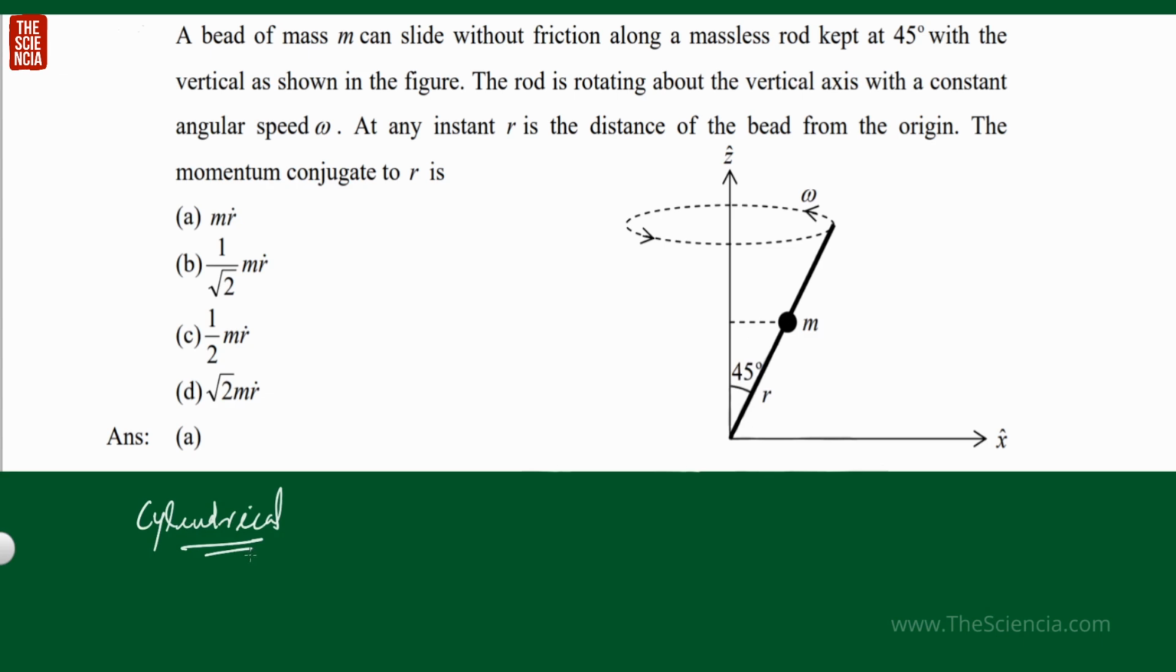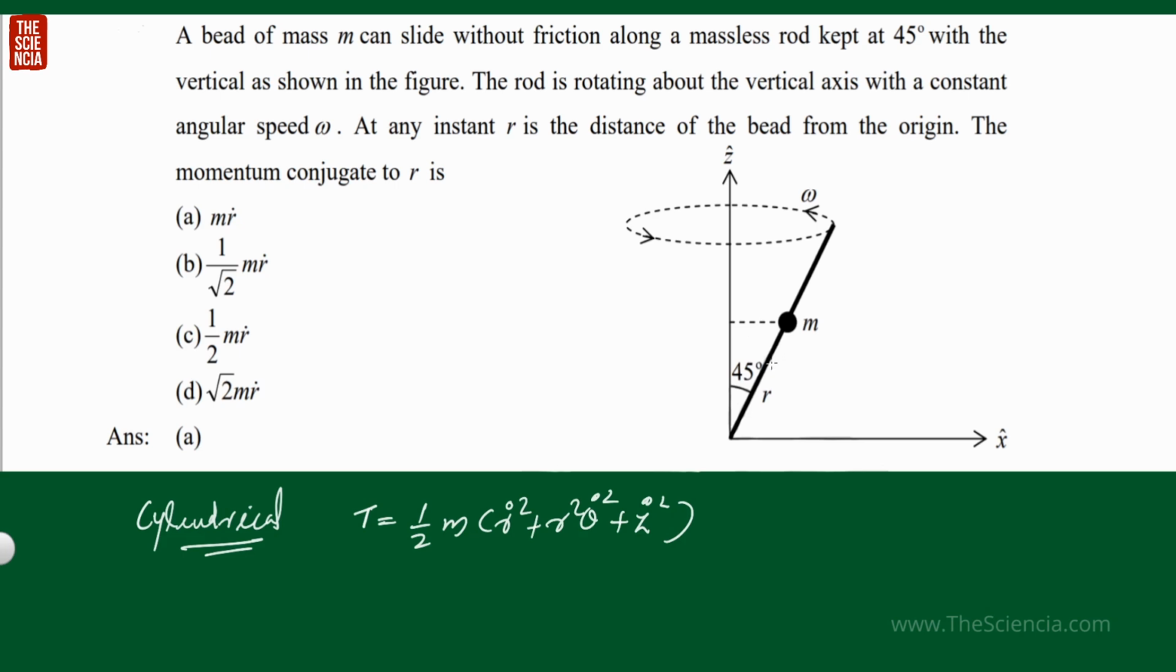So if there is a cylindrical symmetry, then the kinetic energy will be equal to 1 by 2 m (r dot square plus r square theta dot square plus z dot square). I told you to remember this equation. So what will be the Lagrangian? T minus V. So you can easily find out the Lagrangian, or you can use our superposition method. So what is the superposition method? We have to find out the velocities, then we have to add the velocities.